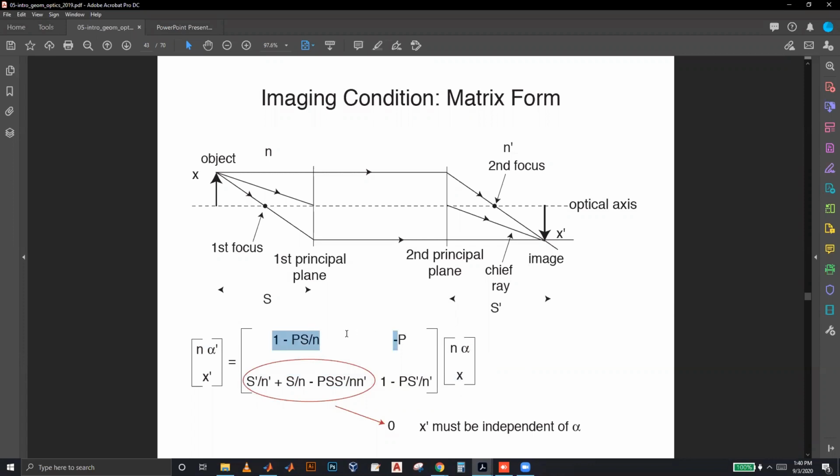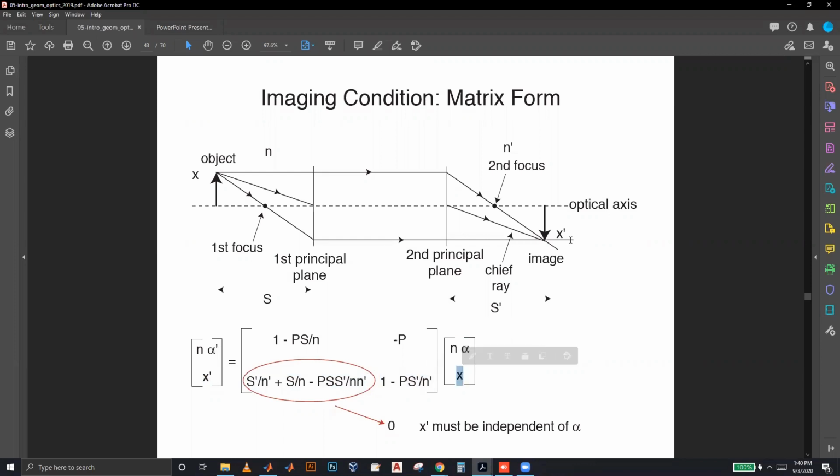The first term will be this times this plus this times this, which will be equated with n prime alpha prime term. The second term will be this term multiplied by this term plus this term multiplied by this term. So your x prime will have on the right hand side two terms. This term multiplied by n alpha and this term multiplied by x.